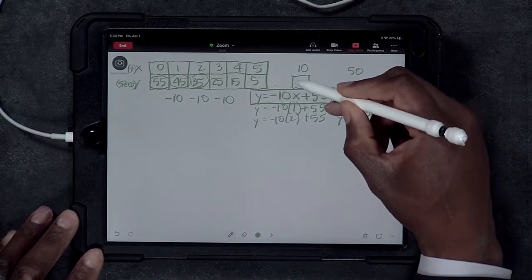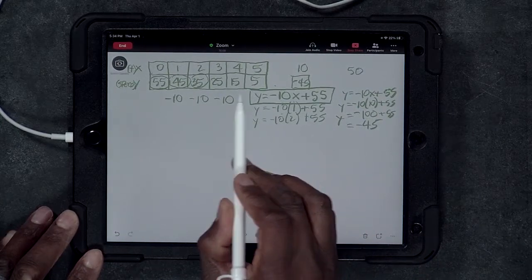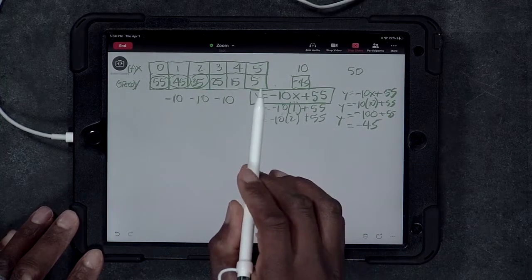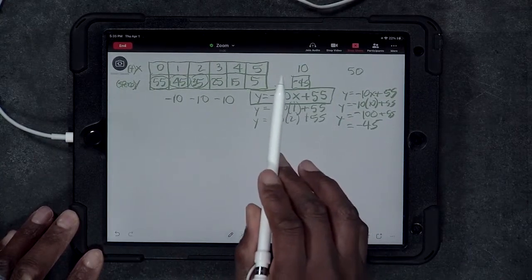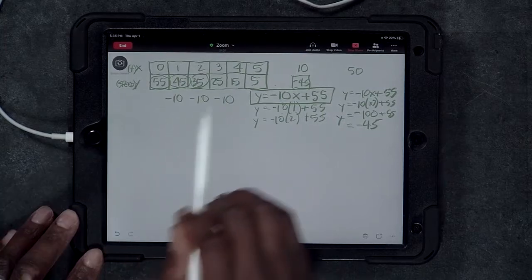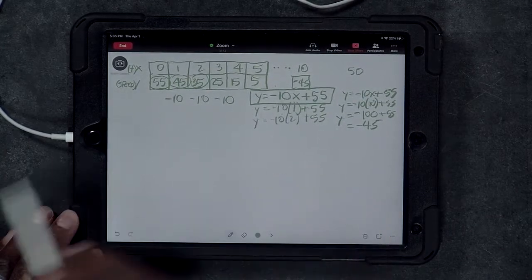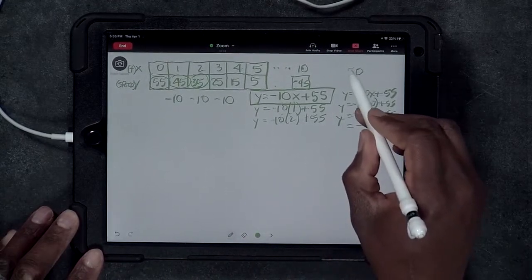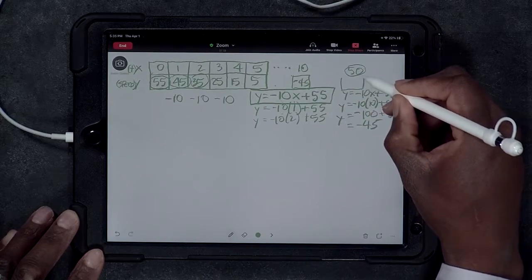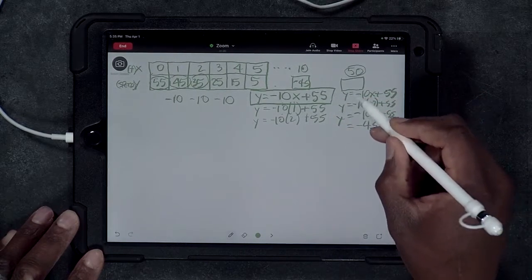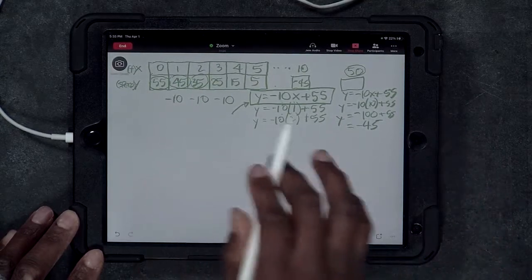So what that does is it saves you the time of having to decrease 10 at a time for another 5 x values. You don't have to go to 6, 7, 8, 9, 10 to get this y value. And you don't have to do that for 50 either. To get the y value at 50, you can use this equation because this equation models all of this data.